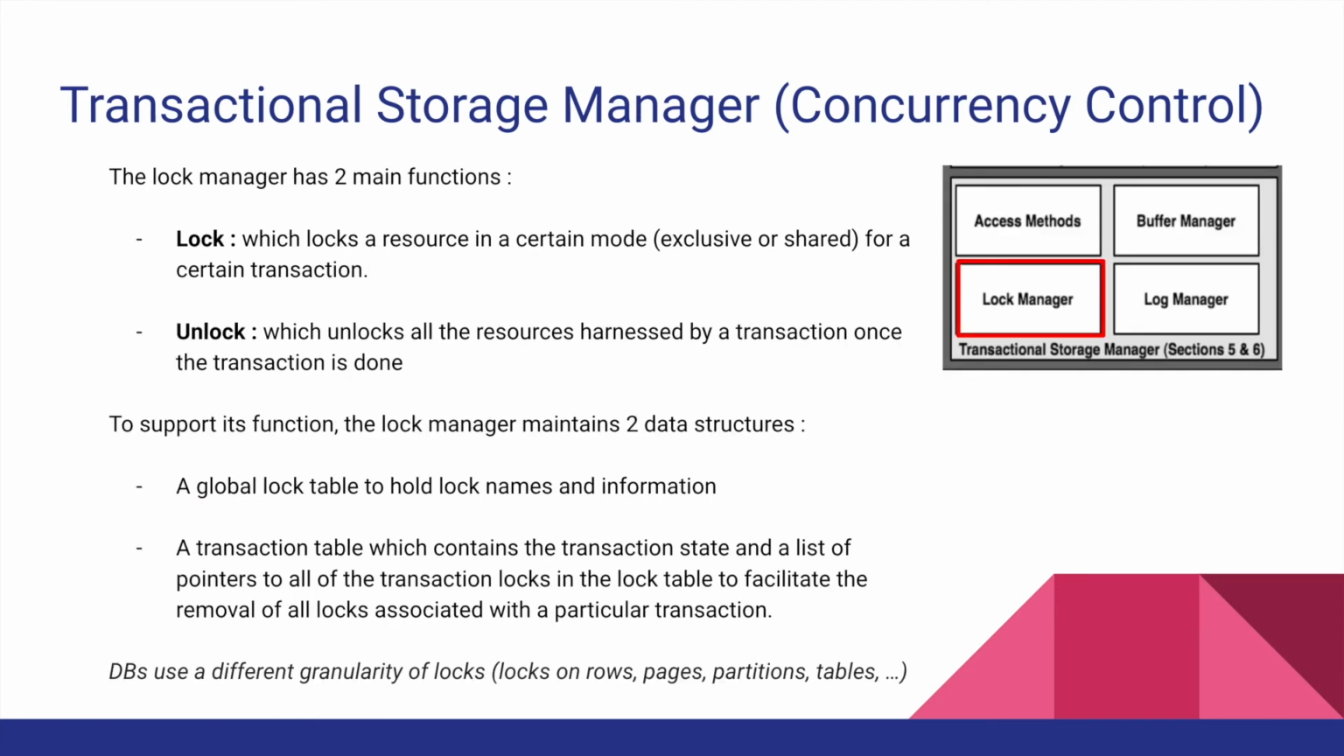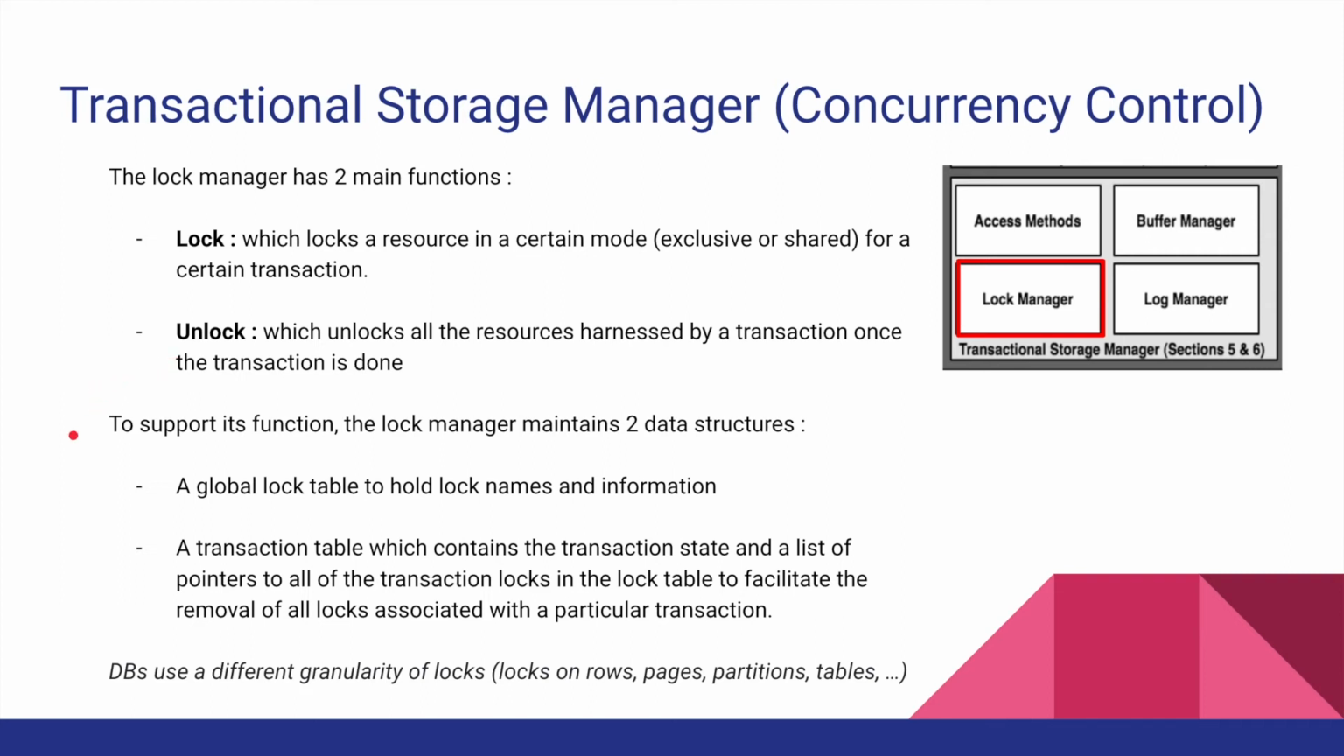So the concurrency control is implemented by the lock manager that we see right there. The lock manager has two main functions. The lock function, which locks a resource in a certain mode for a certain transaction, so other transactions cannot access it. And the unlock function, which unlocks all the resources harnessed by a transaction once the transaction is done.